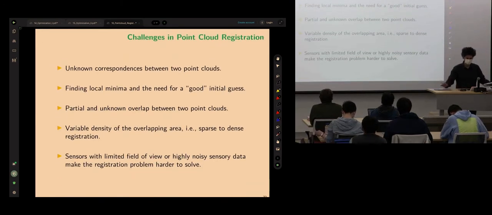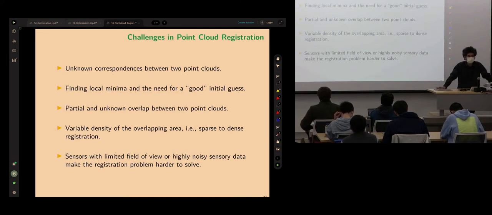What are the challenges? Correspondences between two point clouds are unknown. That's a big challenge. You usually need a good initial guess to find a good local minimum.